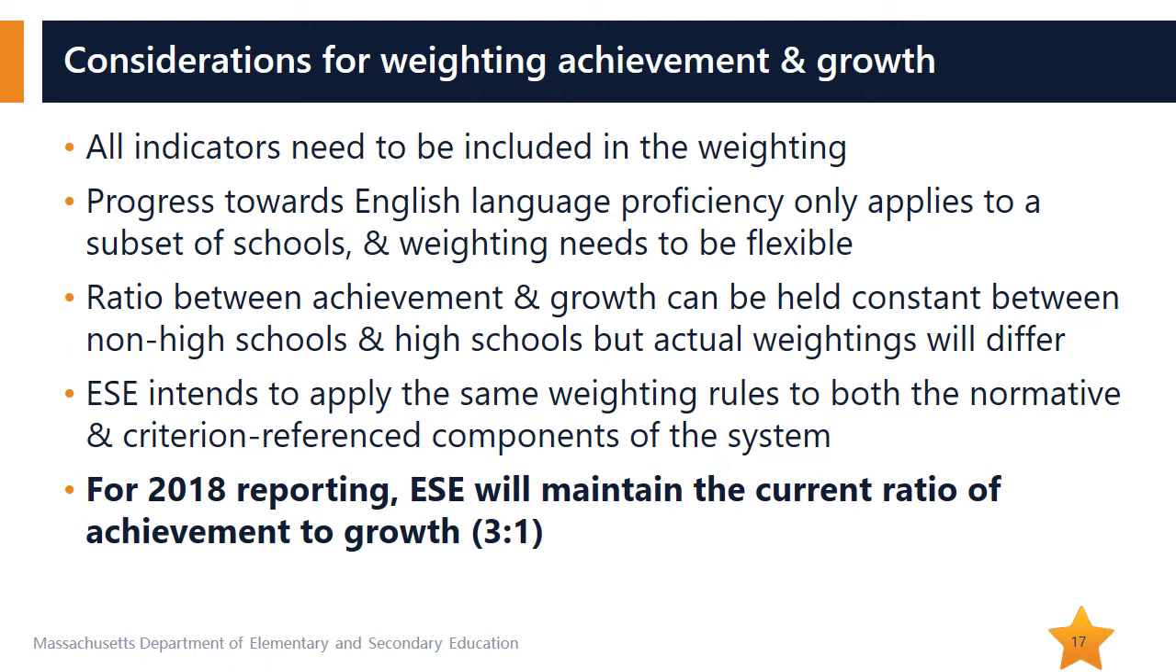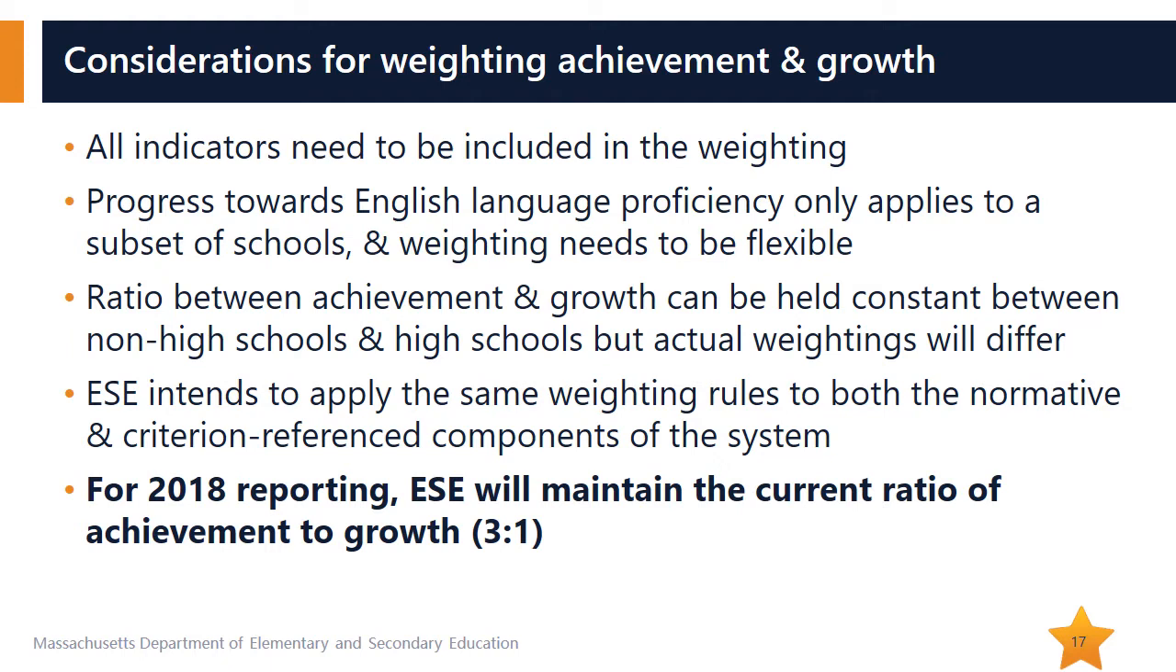However, we can think about the weighting in terms of ratios. The most recent weighting, 75% achievement to 25% growth, is the same as saying that the ratio of achievement to growth is 3 to 1. We can keep the ratio of achievement to growth consistent, but allow for flexibility in the actual percentages where necessary.